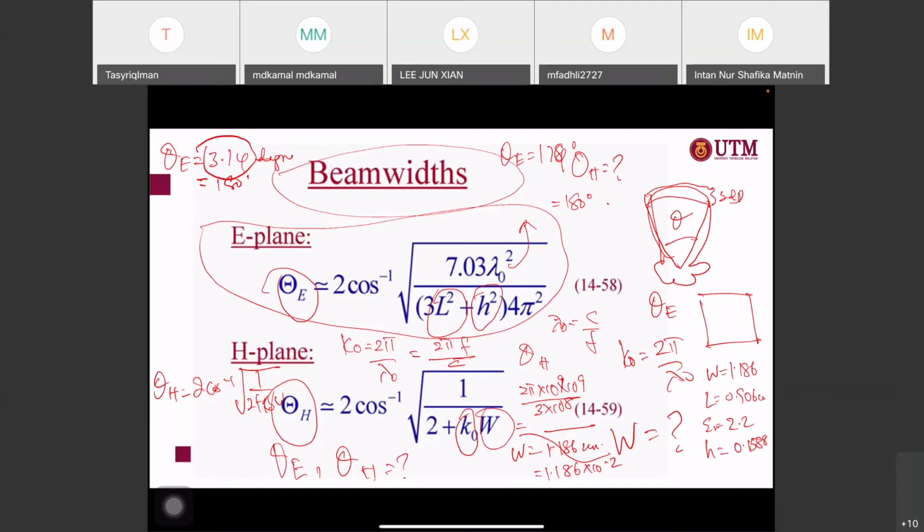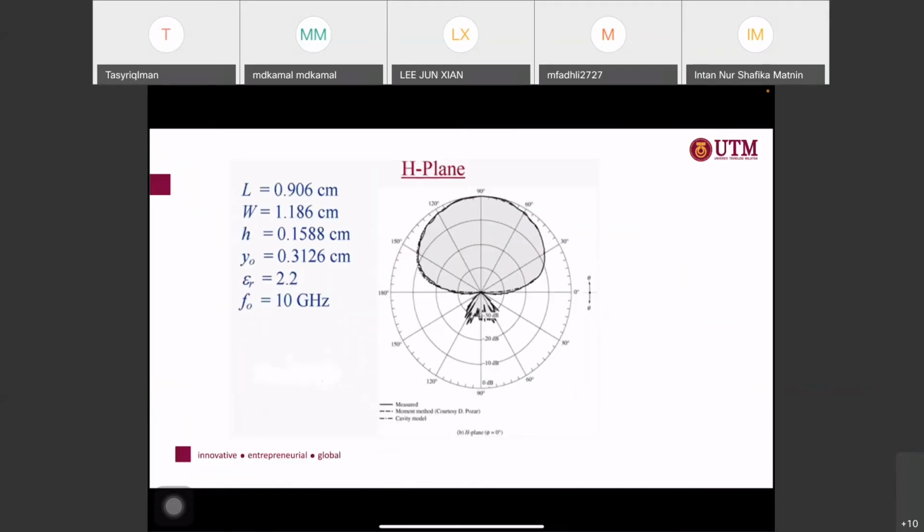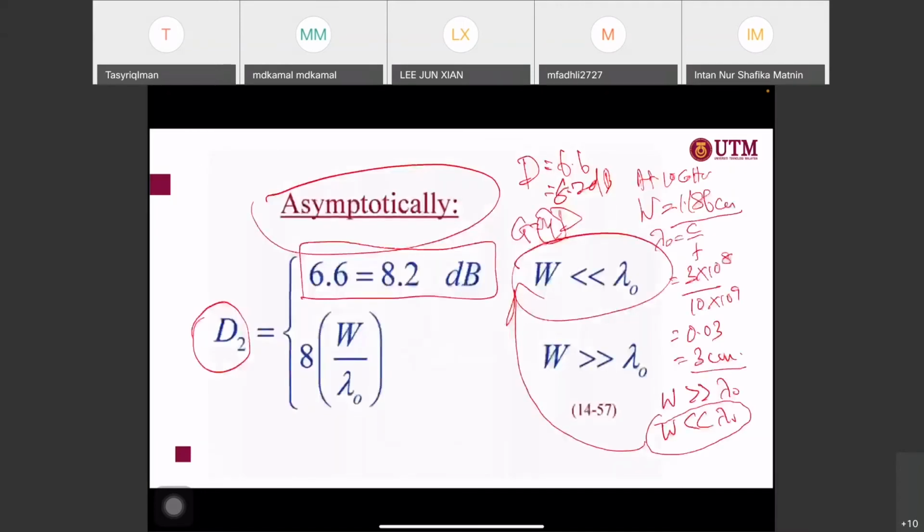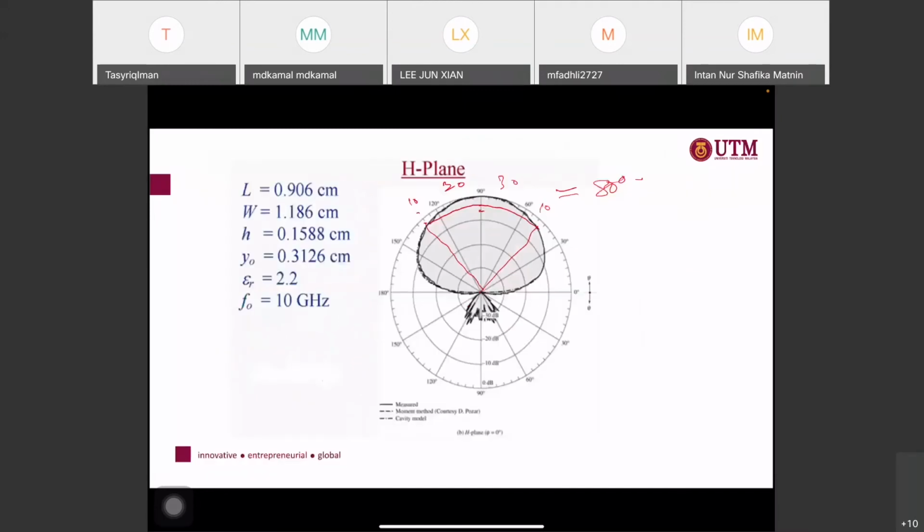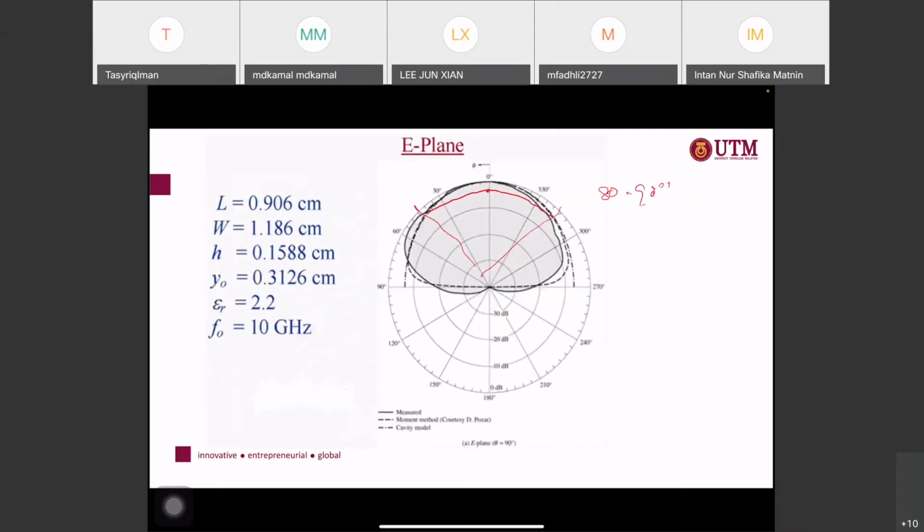Okay, never mind. Let's do theta H. If you look here, it doesn't go that far. Roughly about 80. Suppose you get that. How come everybody is getting 180? If you look at what I drew earlier, roughly here maybe it is 15, 10. Say I take 10 here. So roughly about 80. This one is also the same. Roughly 80, 90. It can go up to 90 degrees.